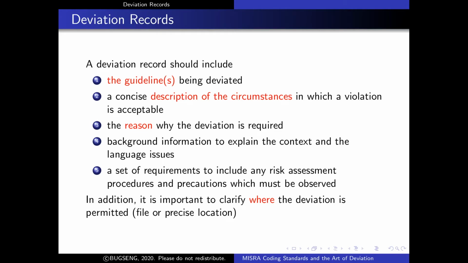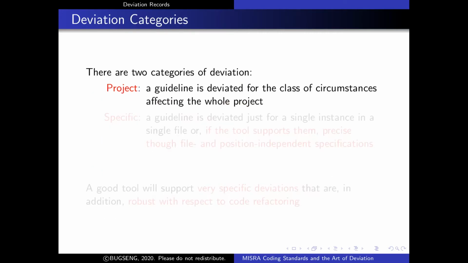And of course, it is important to clarify where the deviation is permitted, the file or precise location or the entire project. And in fact, there are two very broad categories of deviation. Project deviation, so a guideline is deviated for the class of circumstances affecting the whole project, or a specific deviation.